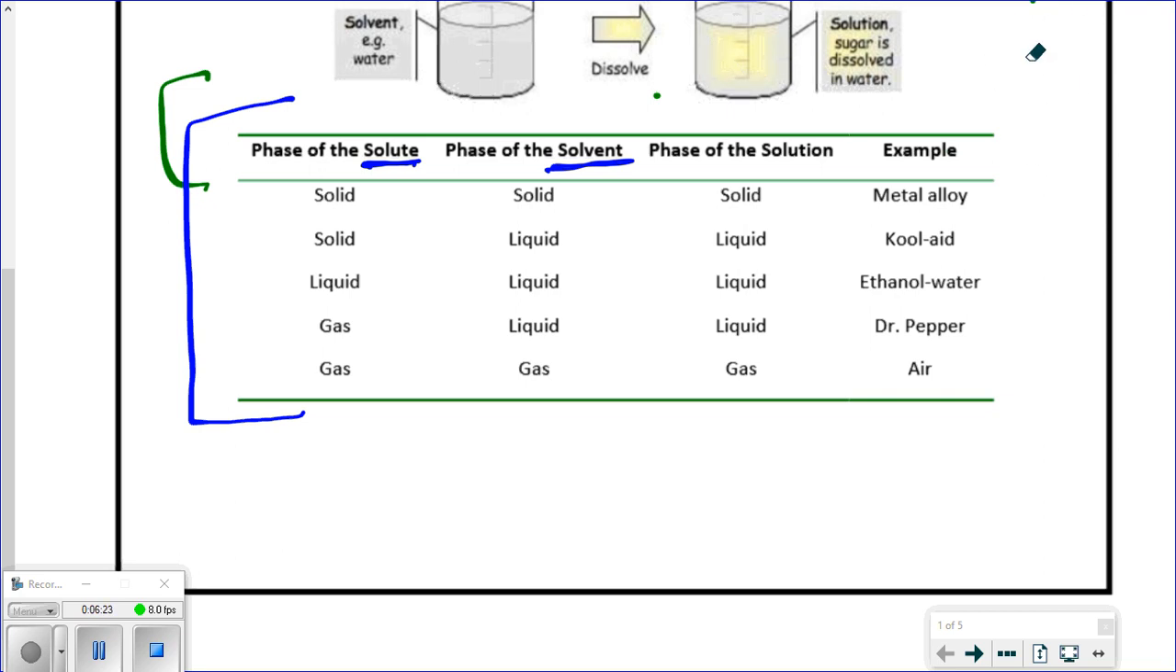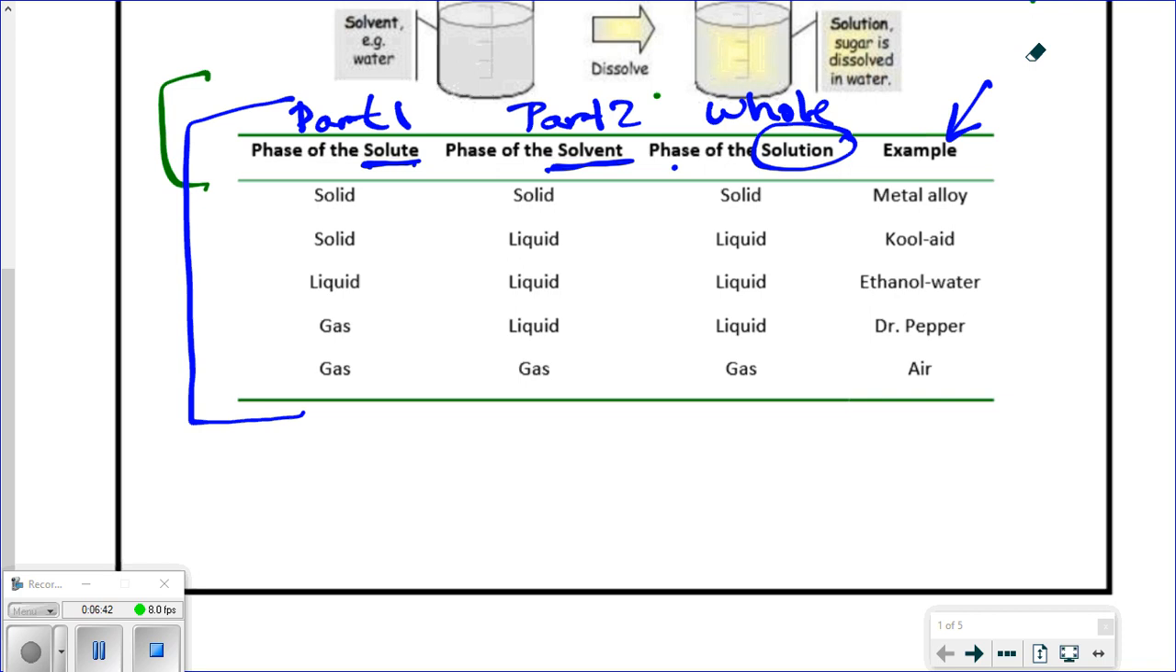And then I have the phase of the actual solution. So this is the part one, the part two, and then this is the whole. All right. And then here's some examples here just so you can sort of understand what that is.